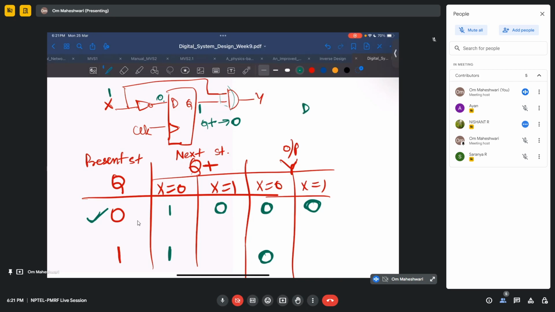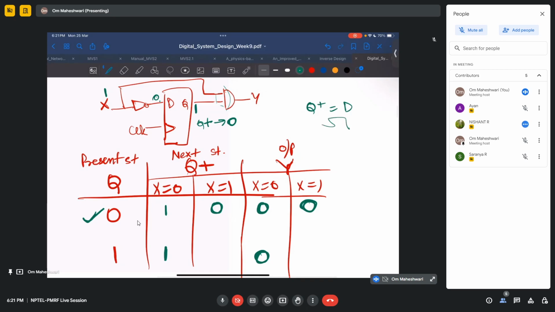Yeah, so in a D flip flop, q plus equals D, right? So in a D flip flop, there is no change in input and output. Whenever the clock cycle comes, D will become Q, the next state will be D.